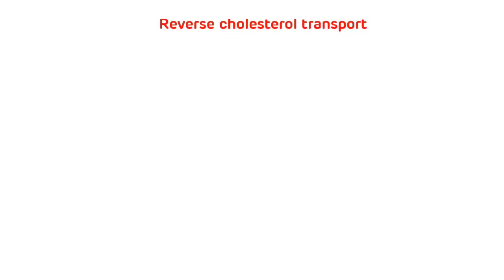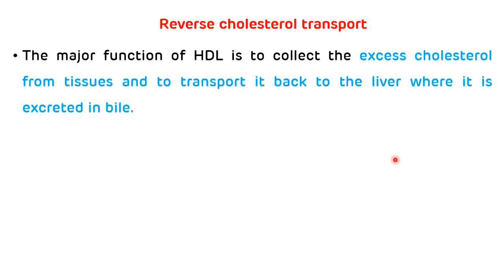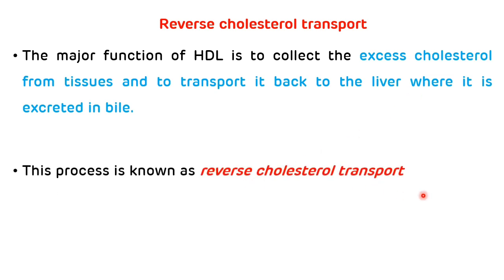Now, what is reverse cholesterol transport? The major function of HDL is to collect the excess cholesterol from the tissues and to transport it back to the liver where it is excreted in bile. This process is known as reverse cholesterol transport and it is done by high density lipoprotein.